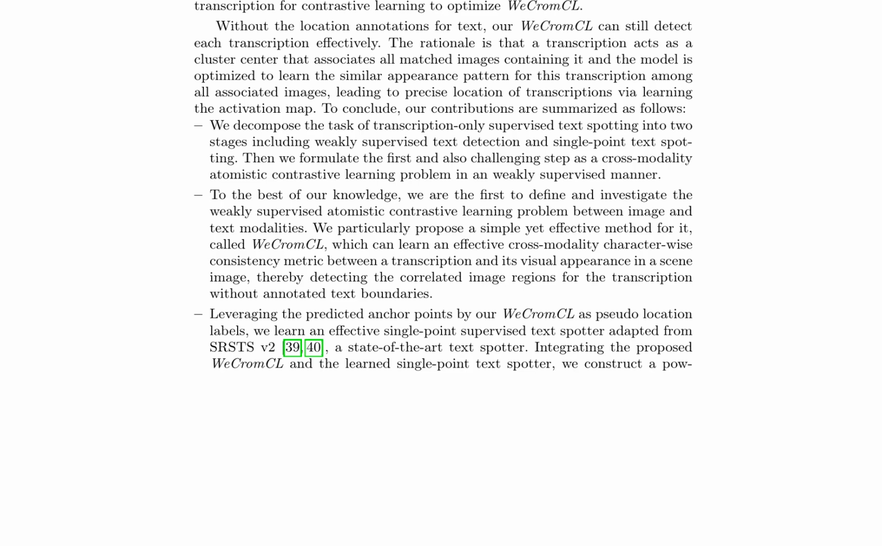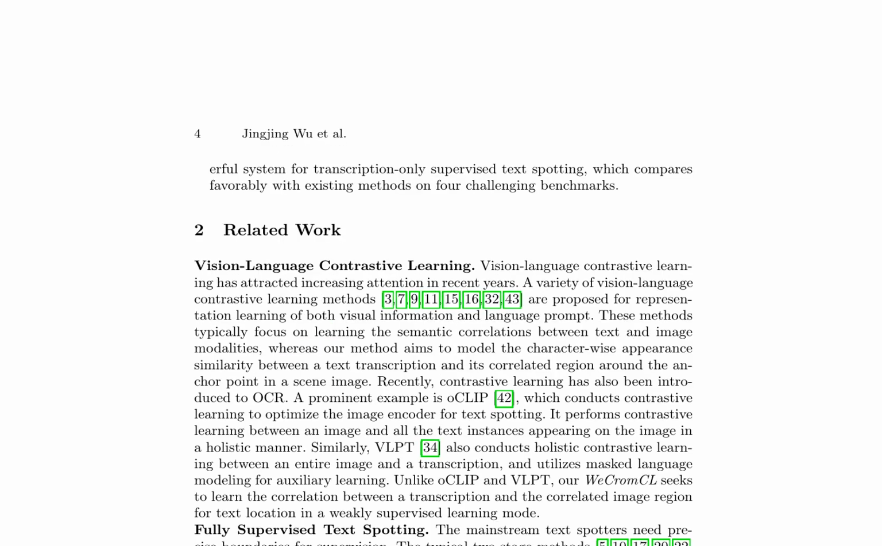This work significantly contributes to the field of text spotting by formulating and investigating the weakly supervised atomistic contrastive learning problem between image and text modalities, proposing a simple yet effective method for it, and demonstrating its effectiveness in real-world applications. The research is by Jingjing Wu et al.